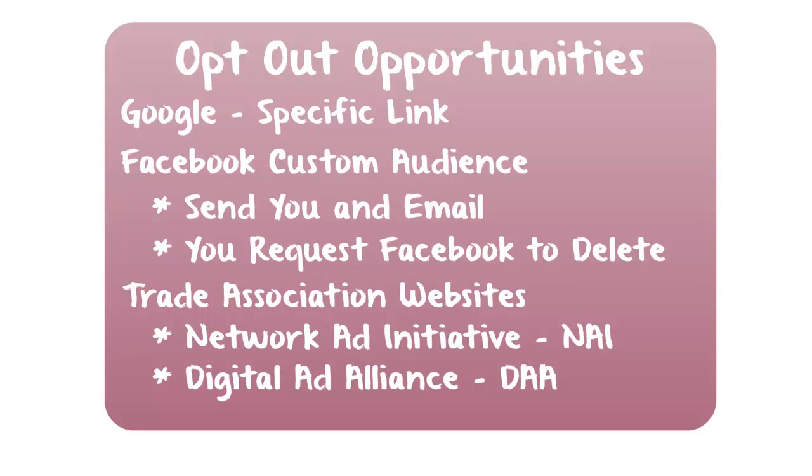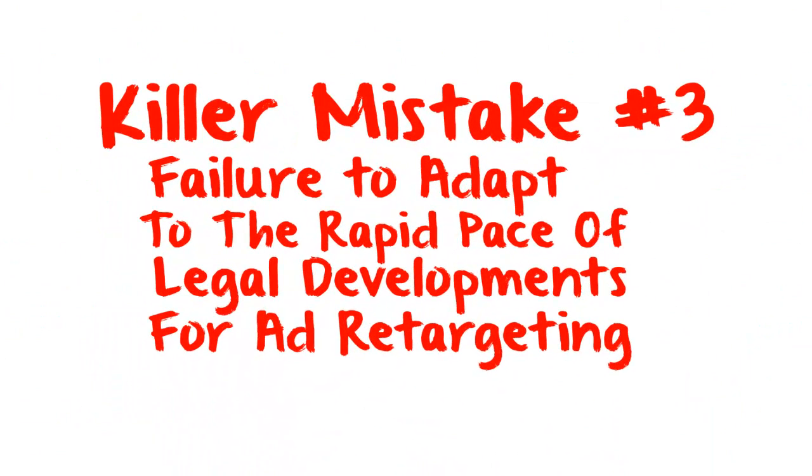And again, the platforms have rules. Google has a specific link. Facebook requires you to notify them to remove a consumer from your Facebook custom audience, a consumer who wants to opt out. And then there are some trade associations that provide opt-out tools: the Network Advertising Initiative, NAI, and also the Digital Advertising Alliance, also known as DAA. Each of these websites provides tools for opting out, and those links are very helpful in complying with the opt-out requirements, both for Google and Facebook and also for FTC compliance.